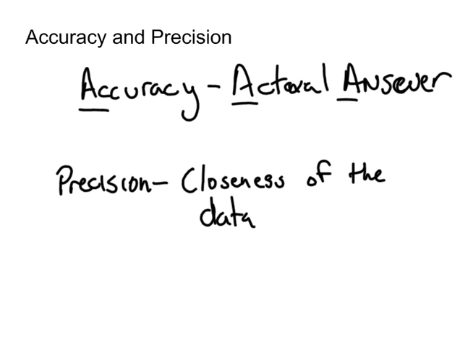Now, if all of those values are close to the actual answer, that means that those values are accurate. Okay? Now, if all of those 18 or 20 measured values are close to each other, that means that they are also precise. Okay? Those two things are two totally different things because all the numbers could be very close to each other, but not close to the actual answer. So I have some examples here.